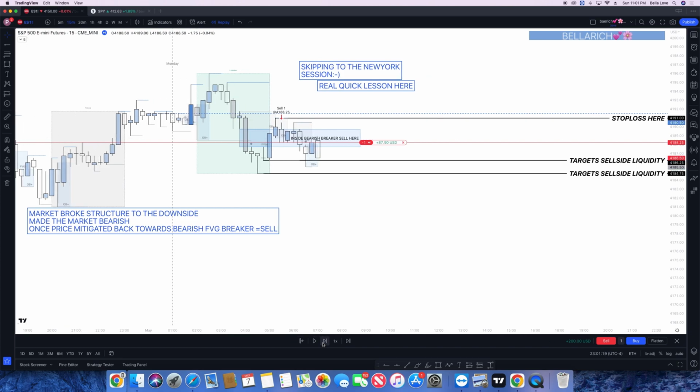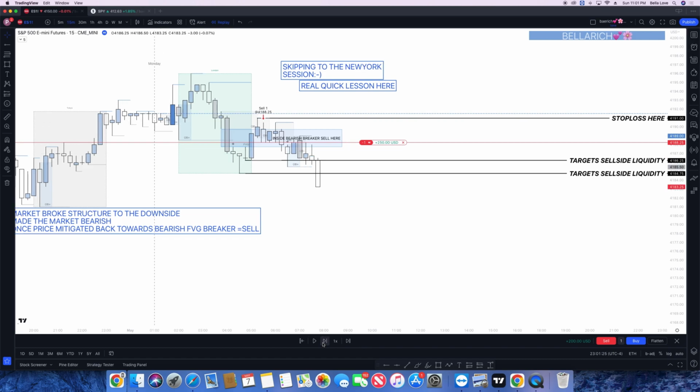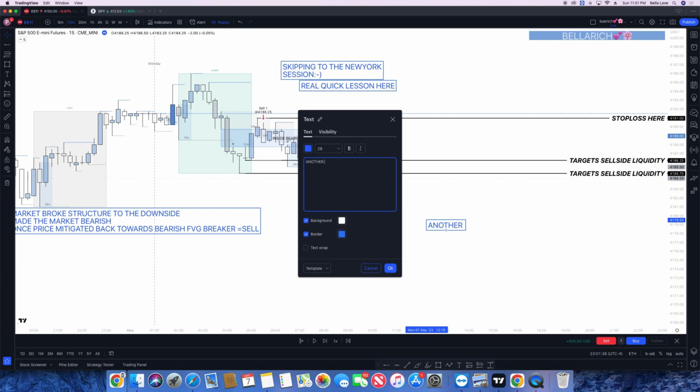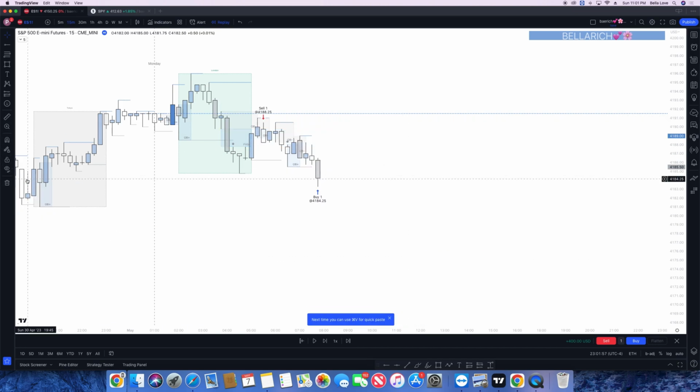So from here, another cool 4 points down on ES, which is pretty good. You don't have to hit home run trades every day. Never go into the market thinking that you have to hit home run trades every day. It's not realistic.